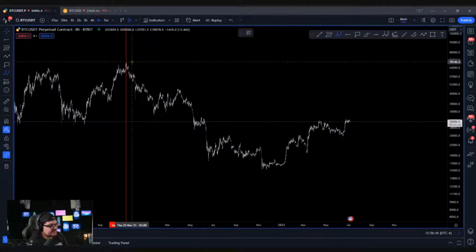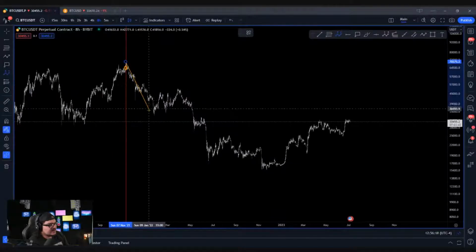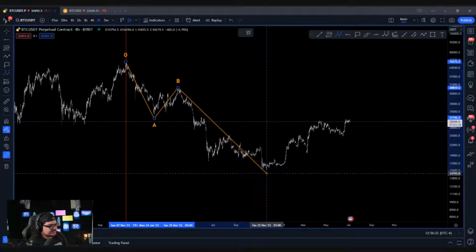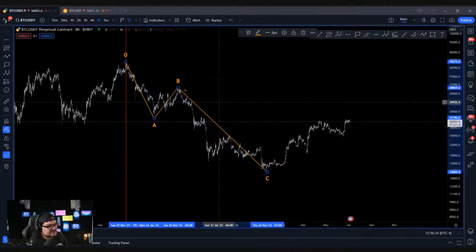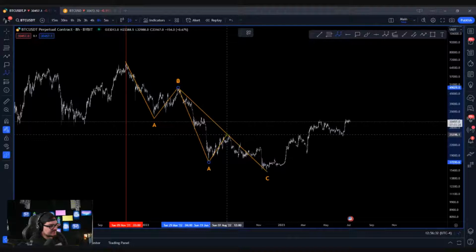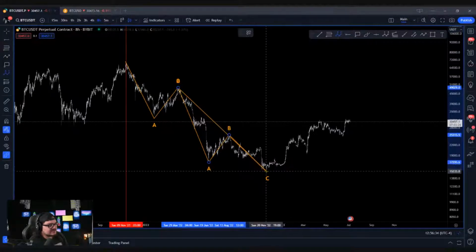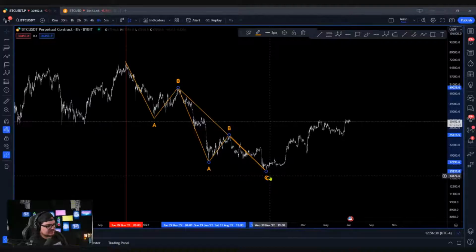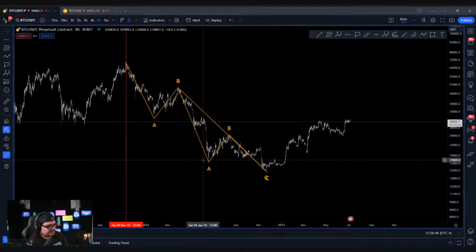So first things first, we need to identify an ABC. All right, we have our initial downtrend, a pullback wave, and a continuation lower. All right, and in these type of situations where we have an extended C wave, we are going to be looking for an ABC within the C. This happens a lot on smaller time frames, but it absolutely can happen on the larger as well, but it's just less common.